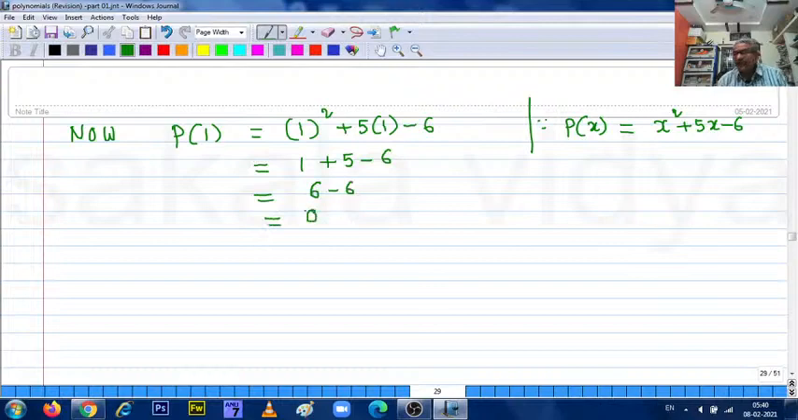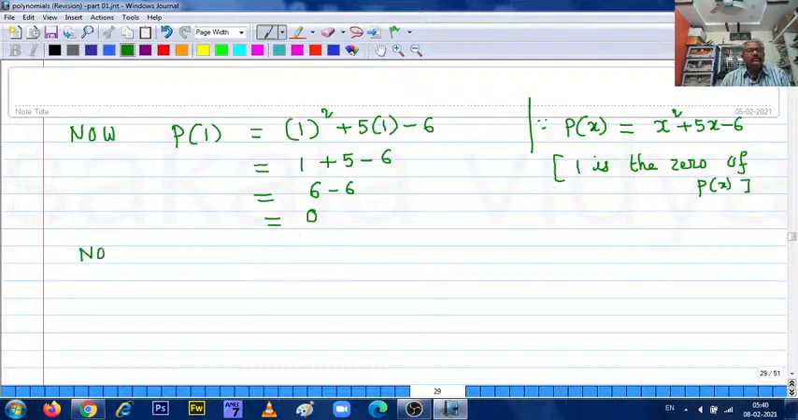Here one interesting fact we should remember. What is the fact? If p of 1 is equal to 0, here 1 is called one of the zeros of this given polynomial. 1 is the zero of p of x. If p of 1 becomes 0, then 1 is a zero itself.